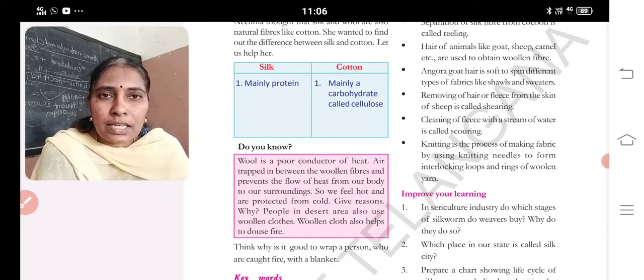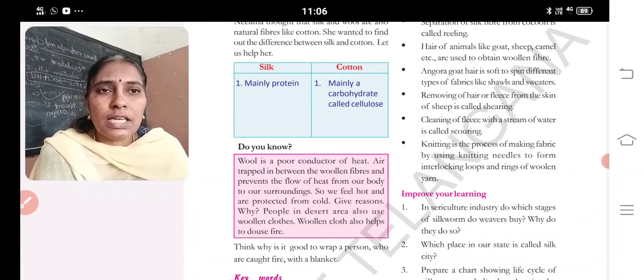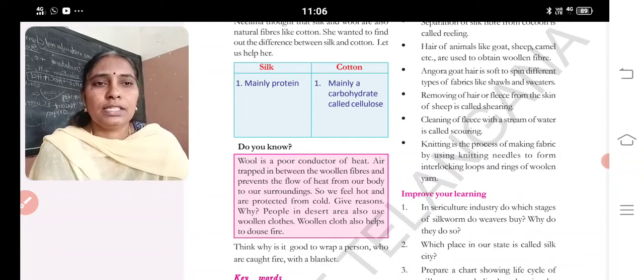That's why when a fire accident occurs, immediately they will take a blanket and place it on that particular place or person. So what happens? It stops the passage of air. When it stops the passage of air, automatically the fire is put off. So for that reason woolen cloth is used. Okay, and silk is mainly a protein, and cotton is mainly a carbohydrate called cellulose.